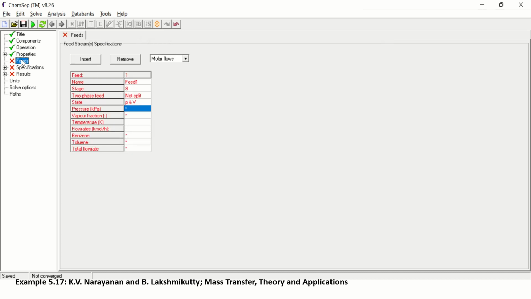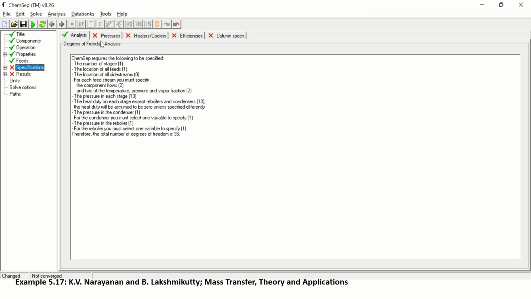And go to the feed. Now you can see that the pressure is in kilopascal, so this is 101.325 kilopascal, and we have 0.33 as the vapor fraction. Temperature is not given. It will calculate the temperature for us, and the flow rates. So it has 50% benzene and 50% toluene. So 50 kmol per hour is benzene and 50 kmol per hour is toluene. The total flow rate is 100 kmol per hour. Now you can see a green check on the feed section, so it means that this section is specified.